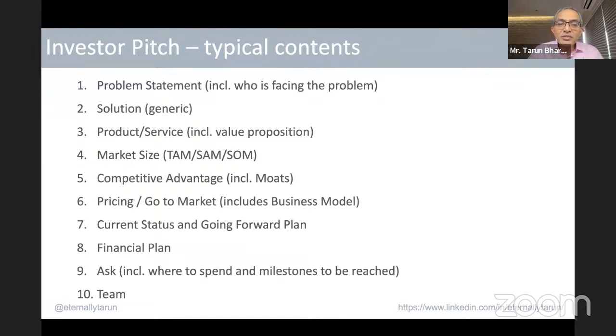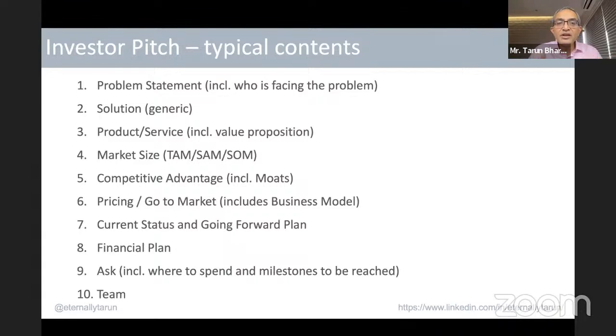Starting with a problem statement, to solution, to describing the product or the service and what is the value proposition that it is adding to the life of the customer, who the intended target audience is. The market size. I think you've all heard of TAM, SAM, and SOM, right?